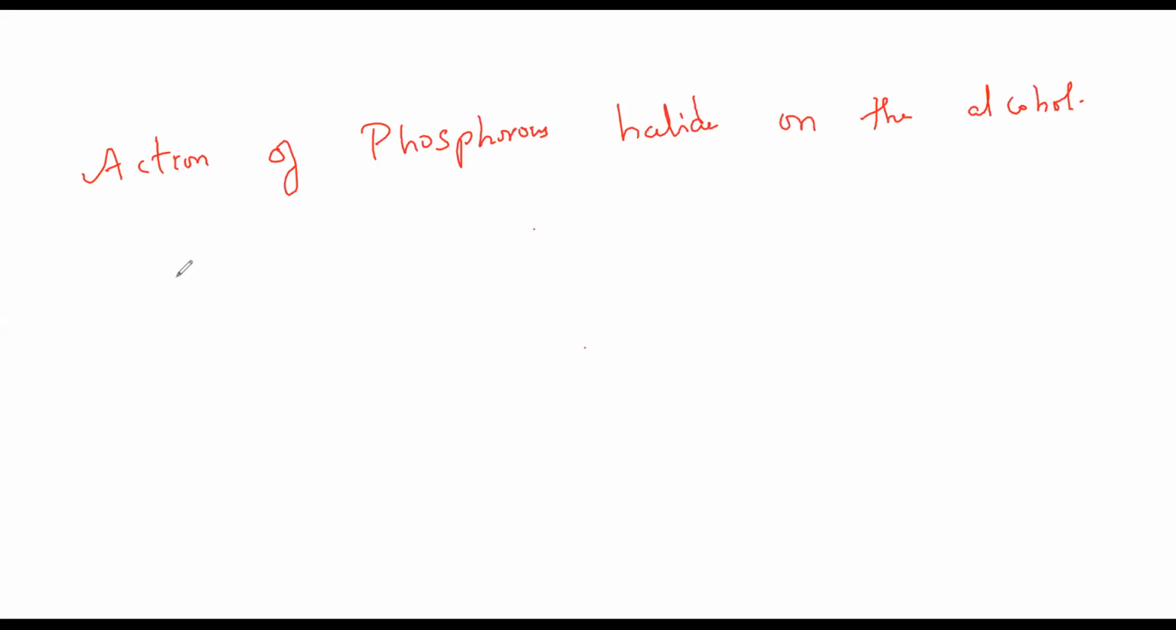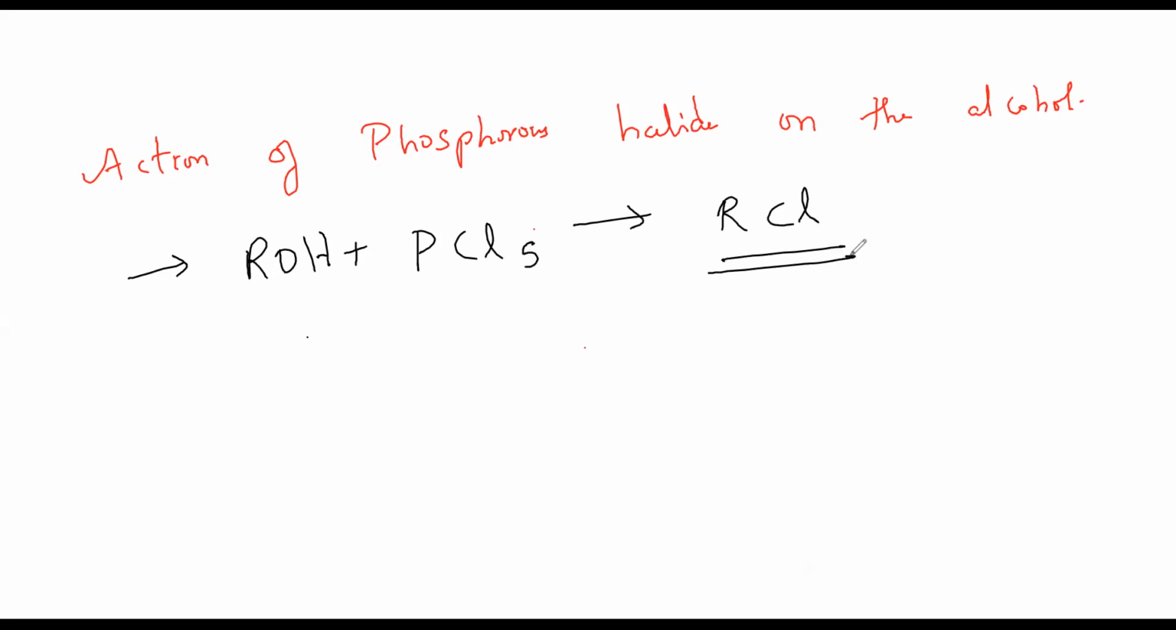Fine. Same thing. ROH only I'm taking. PCl5 I'll take. So I'll get an alkyl halide, RCl. So why have I not written the other things? The other thing is plus HCl or the POCl3.